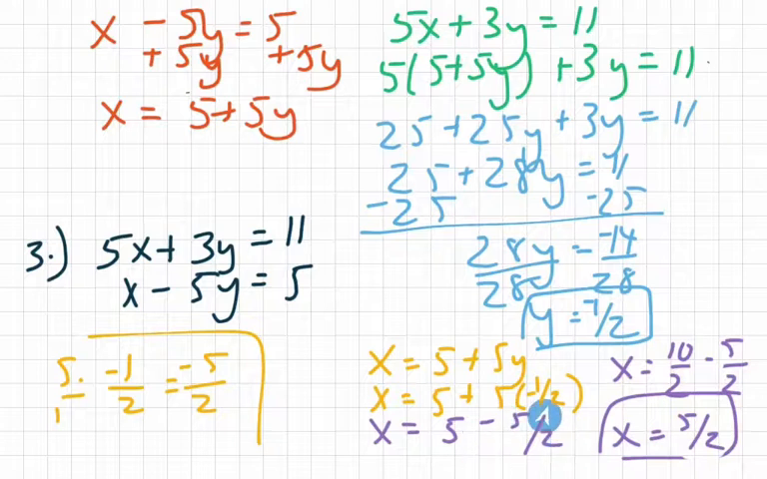In order to subtract fractions, you do need to have a common denominator. And so I took the 5 and I wrote it as 10 over 2. You can take a second and see if those are equal, and they are. So we have 10 over 2 minus 5 over 2, which is 5 over 2. The mistake that I made was I dropped the negative right there.